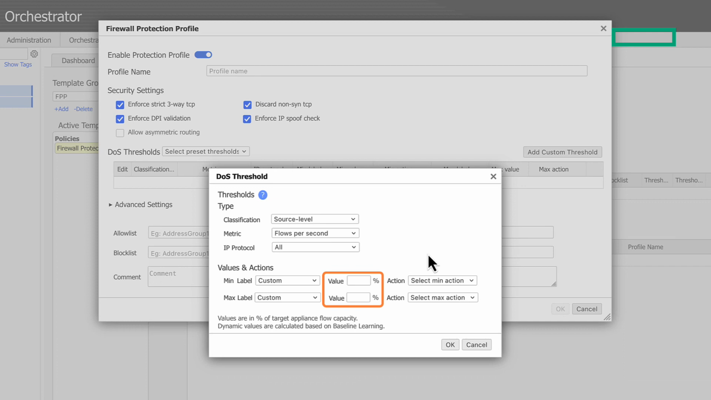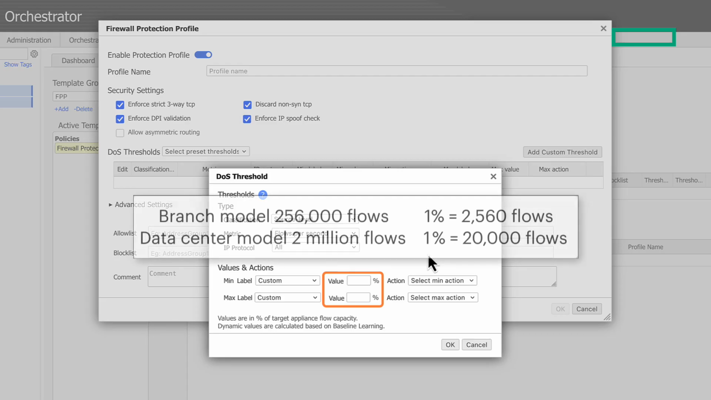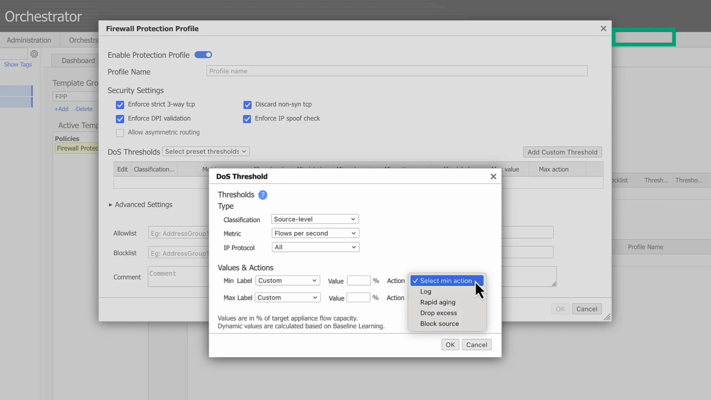So depending on which model of EdgeConnect this policy is applied to, 1% could represent 2,560 flows on a smaller 256,000 flow model, or 20,000 on a 2 million flow platform. The effect of this threshold value also depends on how aggressive your configured actions are, whether it's just a log action, or more impacting like drop XS or blocking the source. By the way, for flows per second, this is also calculated as a percentage of the appliance total flow capacity, which is why the percentage values in the presets are very small.